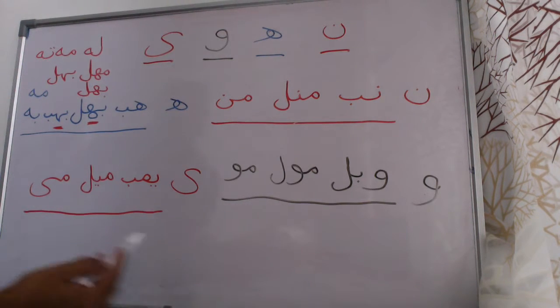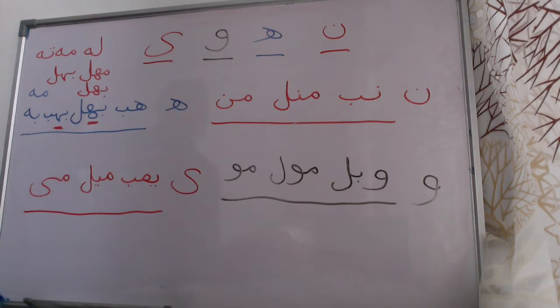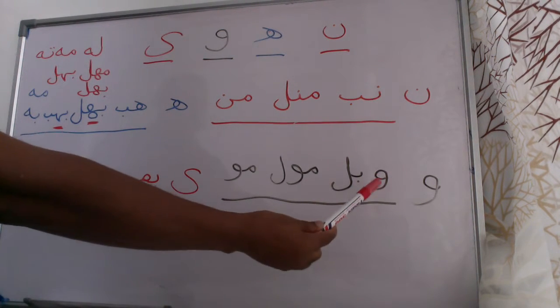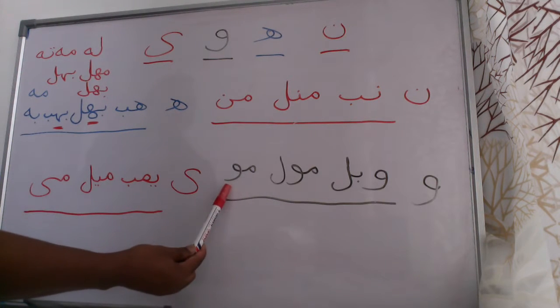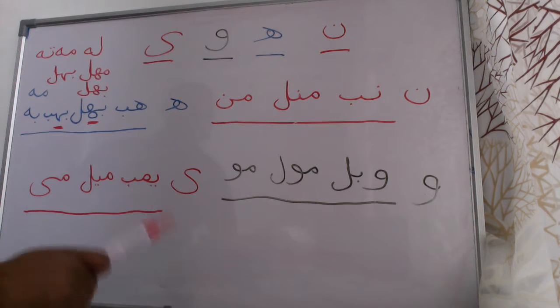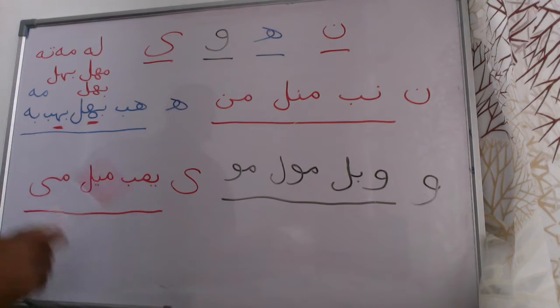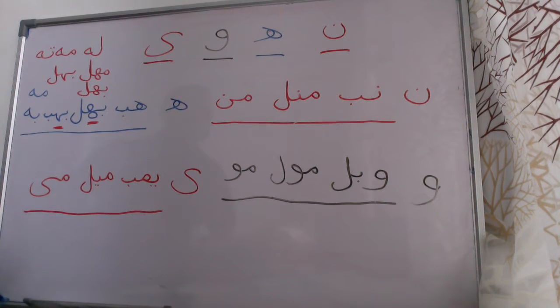Okay? And here is a wow, written alone. A wow in the beginning, a wow in the middle, and a wow at the end. Now, wow, remember that's the sixth letter from the six disconnected letters. We talked about the alif, dal, dhal, ra, and zay, and wow. These are six disconnected letters.